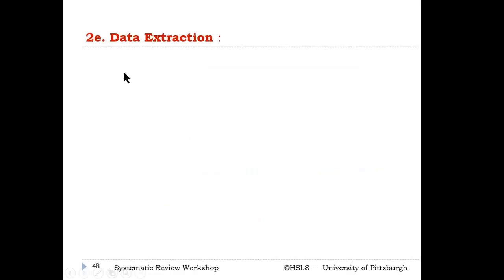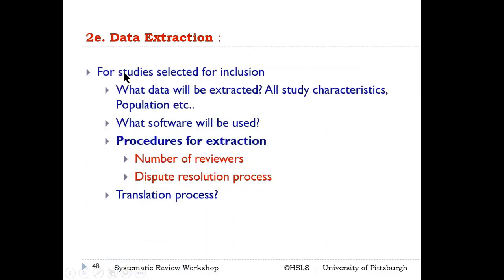The next protocol item is data extraction. We extract data from the articles that we are going to include in the review. For studies selected for inclusion, we have to decide what data will be extracted. All study characteristics have to be there, population, etc. And what software will be used. In the protocol, you will have to state all these: what data you are going to extract, what software you are using, and the number of reviewers, how many people are doing the extraction.